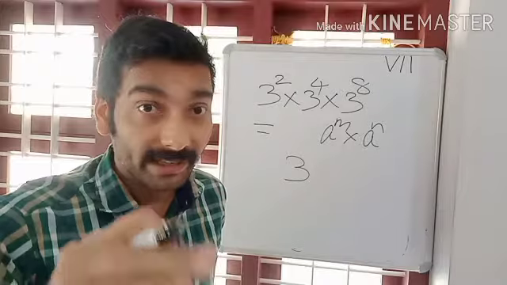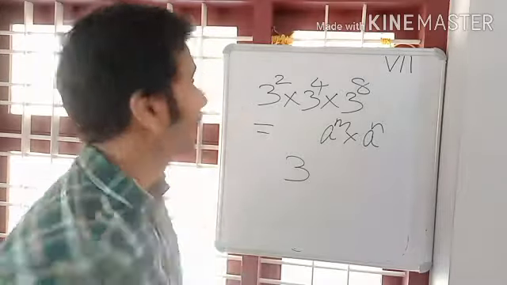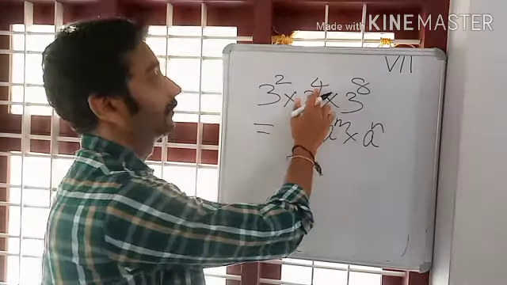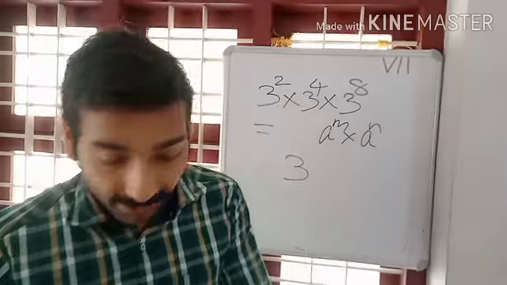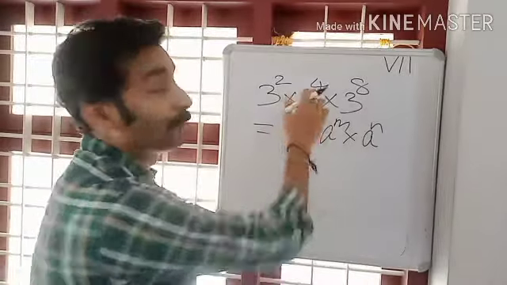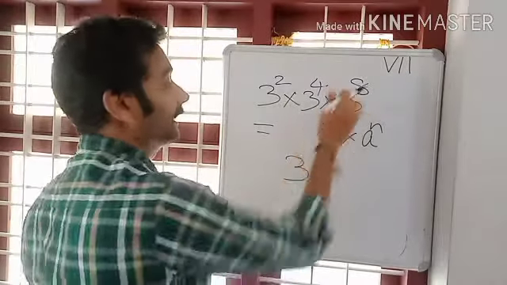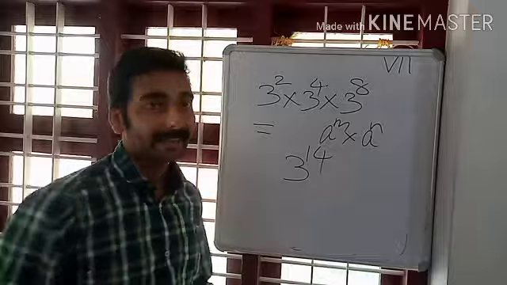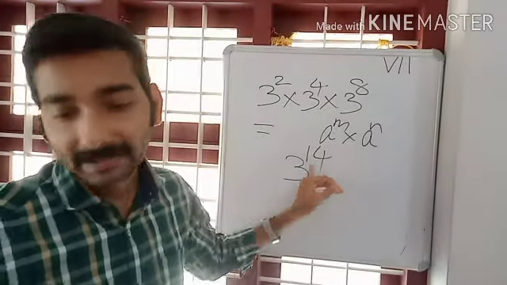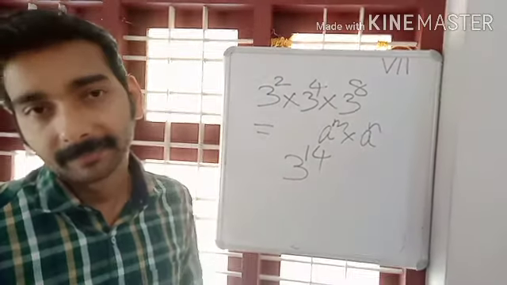In case of product, powers will be added. That means 2 plus 4 is 6, and 6 plus 8 is 14. The result is 3 raised to 14. Clear?